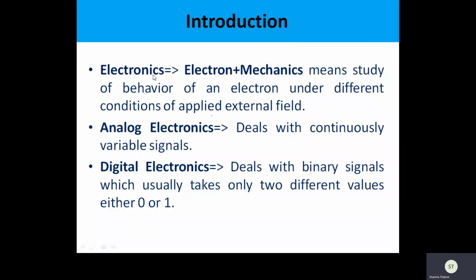So electronics has two major fields. One is analog electronics and the other is digital electronics. Analog electronics deals with continuously time varying signals, whereas digital electronics deals with binary signals, where we have only two values, either 0 or 1.